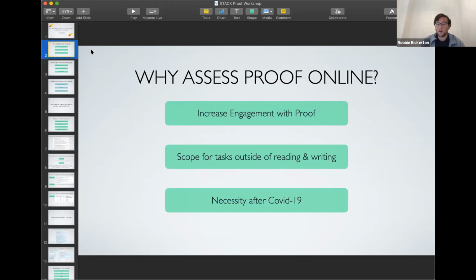Now, the issue with just listening to a proof being proved or just reading through a proof is that these aren't necessarily active engagement. They aren't necessarily engaging with the proof. So our aim was to use online assessment and online tasks within Stack to try and get the students to engage with individual proofs more. And this allowed us to have a greater scope for proof tasks outside of just reading proofs or writing proofs. And of course, more importantly, if this doesn't have you convinced that this is a worthwhile thing, after COVID-19, unfortunately, this kind of thing is pretty much a necessity as more and more things are going to have to be pushed online.